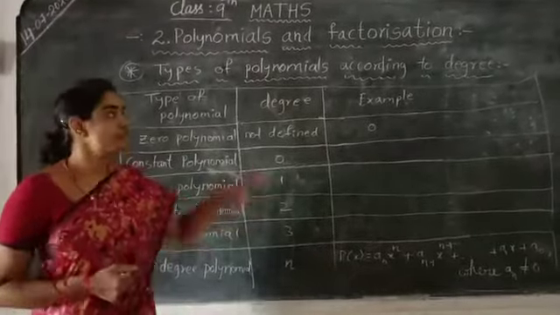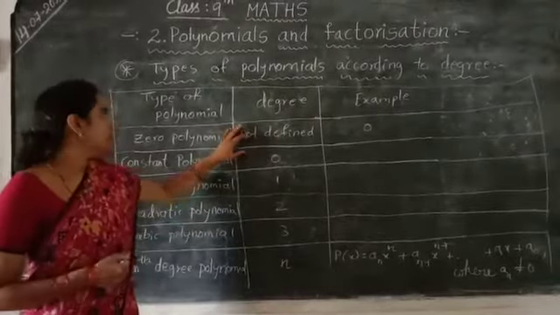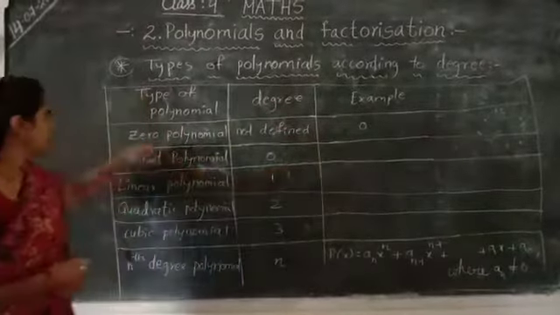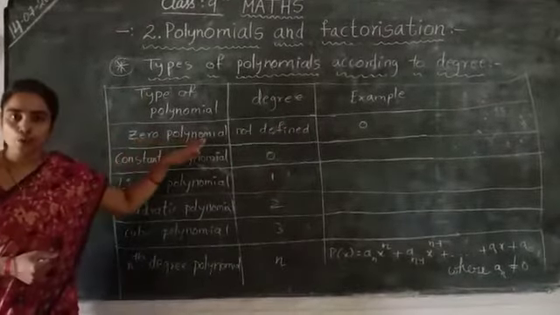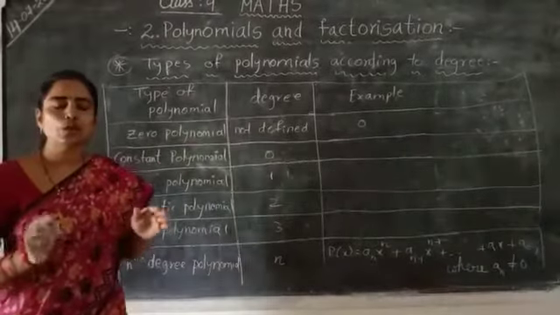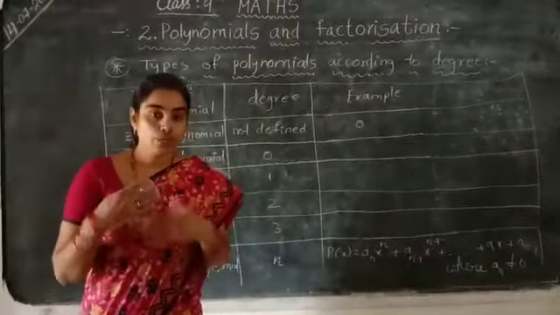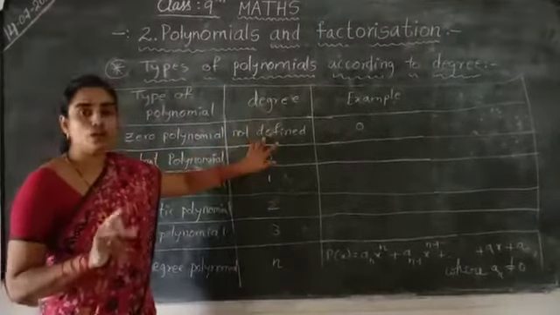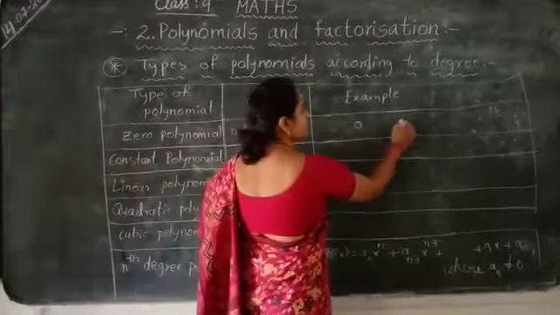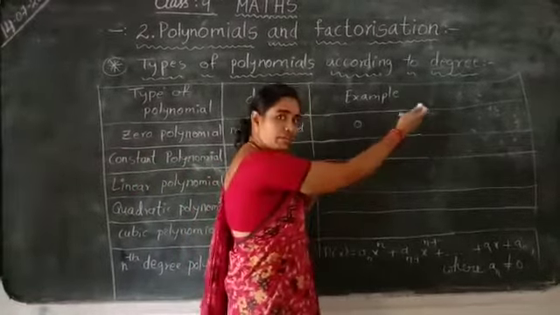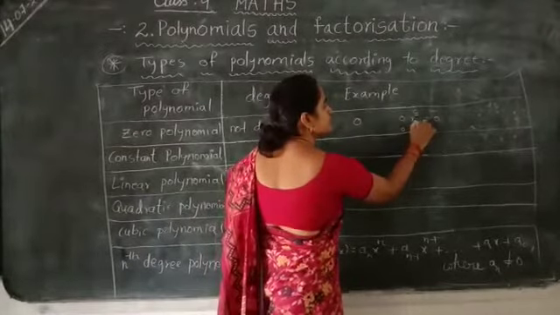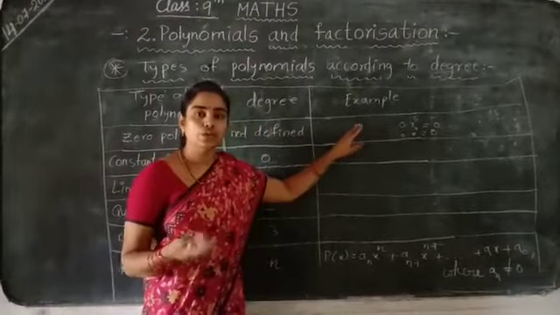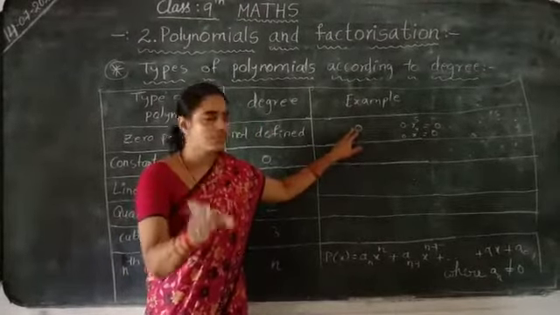Types of polynomials according to degree. First, the type of polynomial, its degree, and let us see examples of each. First is the zero polynomial. The zero polynomial is nothing but the number 0. We can't define the degree of the zero polynomial. So what is the degree here? Not defined. Why? Because 0 into x power 5 is also 0, and 0 into x power 4 is also 0. So we can't define the degree of the zero polynomial. Zero polynomial is nothing but 0.